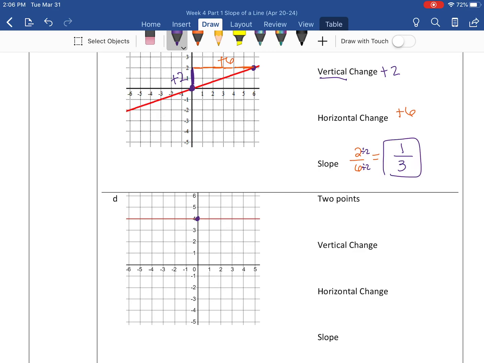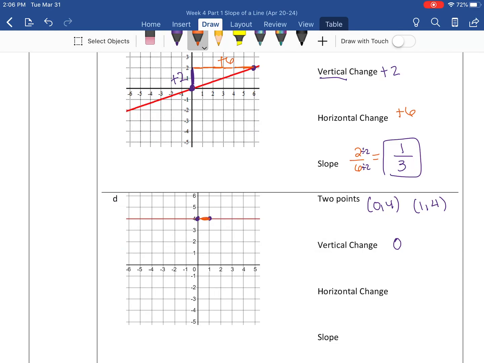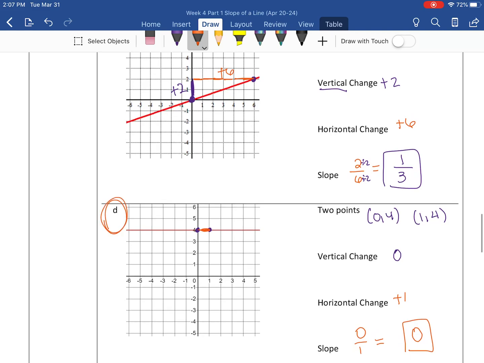Looking at letter D, well, here's my point of 0, 4, and then I could pick the point of 1, 4. Vertical change, I don't go up or down at all, so that would just be 0. Horizontal change, looks like we go over 1. 0 over 1. 0 divided by 1 is just going to be 0.